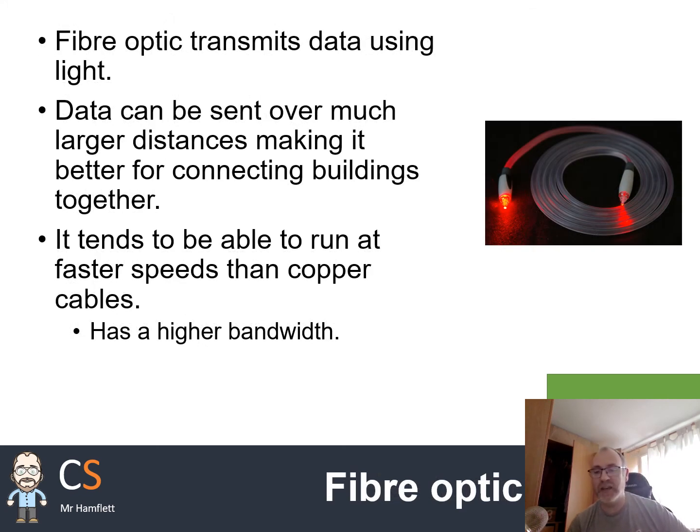Fiber optic is the other type of transmission cable you need to be aware of, and this time it uses light to transmit data. Data can be sent at very high speeds over much longer distances. It tends to run faster than copper. It has a higher bandwidth, but it tends to mainly be used when we're connecting buildings together. So if we have to transmit data over a much longer distance, we will probably use fiber optics.